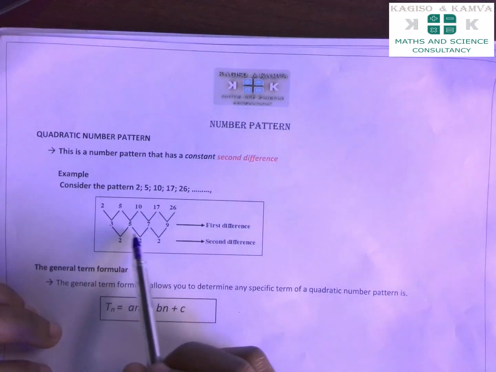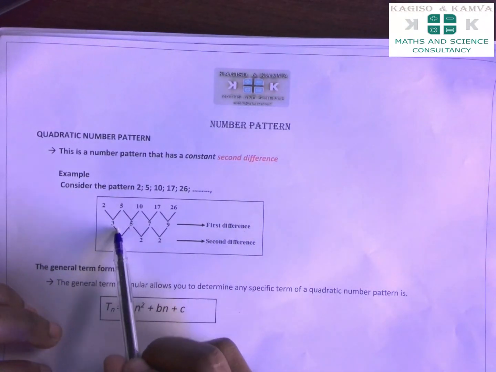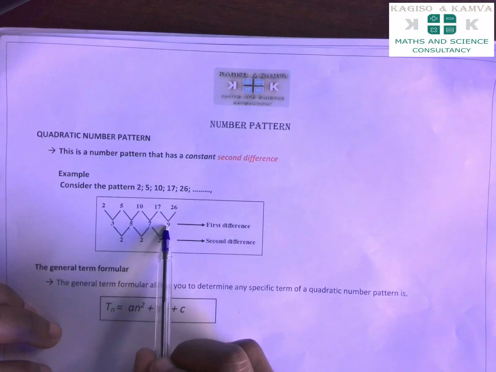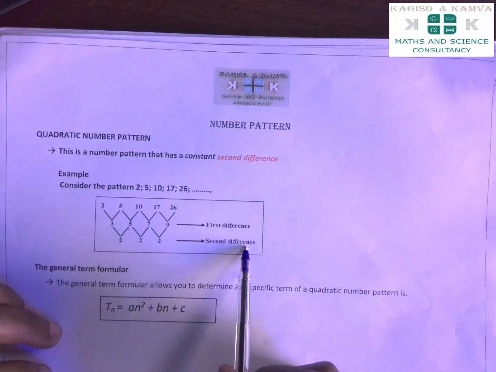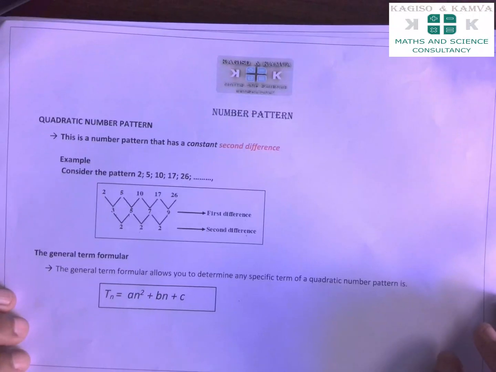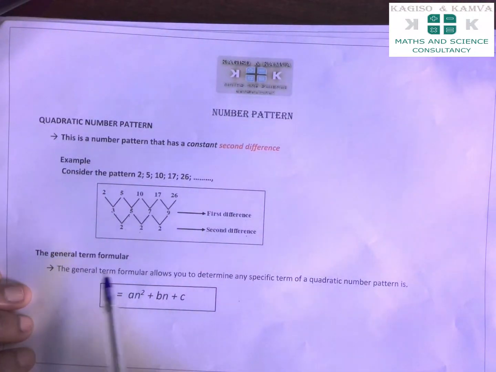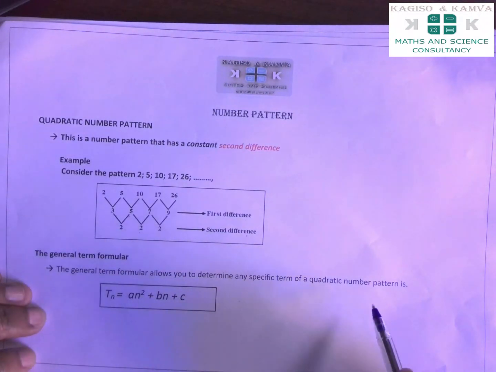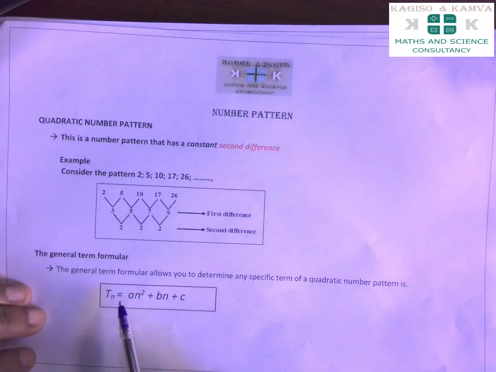So how do we get the second difference? We say 5 minus 3 we get 2. 7 minus 5 we get 2. 9 minus 7 we also get 2. So this is the second difference, and we can see that the second difference is constant. Now the general term formula allows you to determine any specific term of a quadratic number pattern, and it is given by Tn equals an squared plus bn plus c.